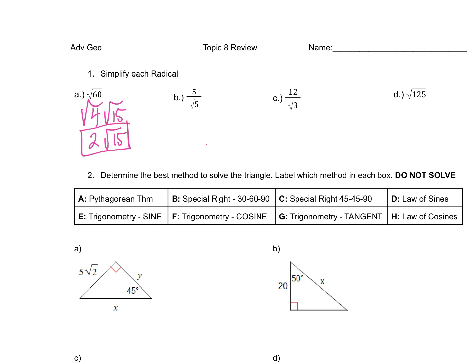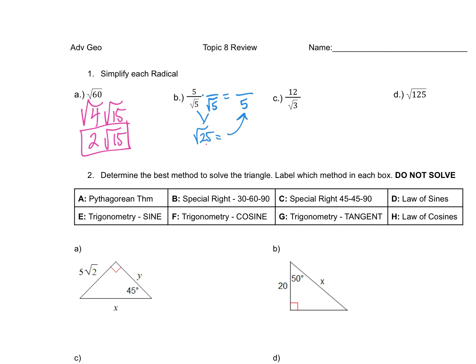On our second one, we are going to simplify by multiplying by radical 5 over radical 5. This is called rationalizing the denominator. The reason I'm choosing to multiply by radical 5 is because if I multiply by radical 5 in the denominator, that becomes a 5. Radical 5 times radical 5 is radical 25, and the square root of 25 is 5.